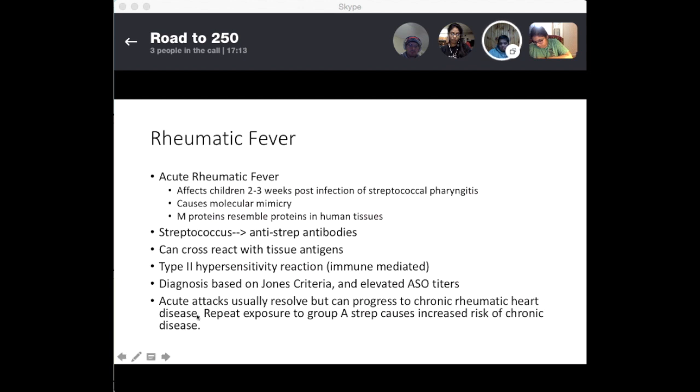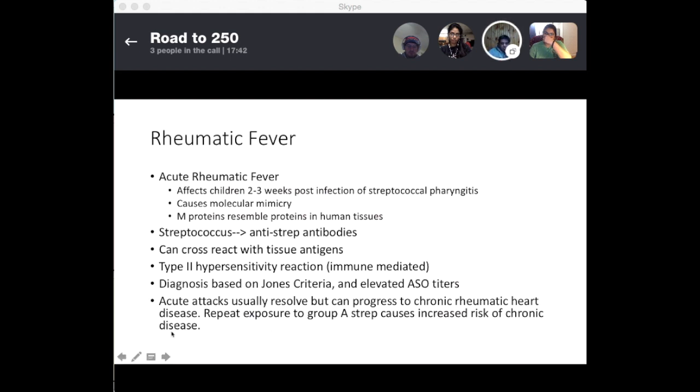And acute attacks usually resolve but can progress to chronic rheumatic heart disease. That's typically due to repeat exposure, which can result in a relapse of the acute phase and then increase your risk of chronic disease. So once they go away, you can get re-exposed, and that can increase your risk for chronic disease. And we'll talk about chronic heart disease towards the end.